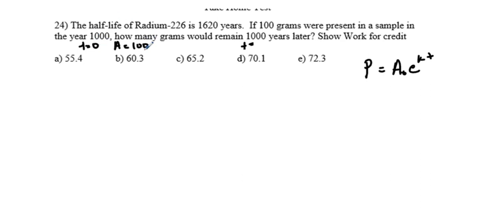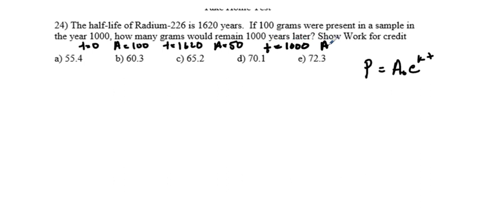We know the half-life. So the half of this amount is going to be that. So when t equals 1,620 years, we know our amount is going to equal 1/2, which would be 50. Erase this and move it over. All right, and so that's going to equal 50 grams of radium. And then we're trying to figure out how much is left after 1,000 years.